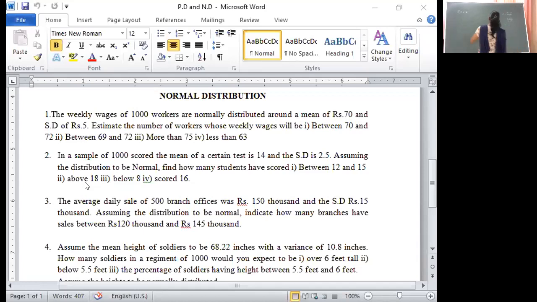Okay. Right now, z is equal to x minus mu upon sigma. This is the standard normal deviation formula. Mu value is given as 14 and standard deviation value is given as 2.5. Right now, we have to substitute x value as 18. 18 minus 14 upon 2.5, that is 4 upon 2.5, that is 1.6. Right now, probability of z greater than 1.6.